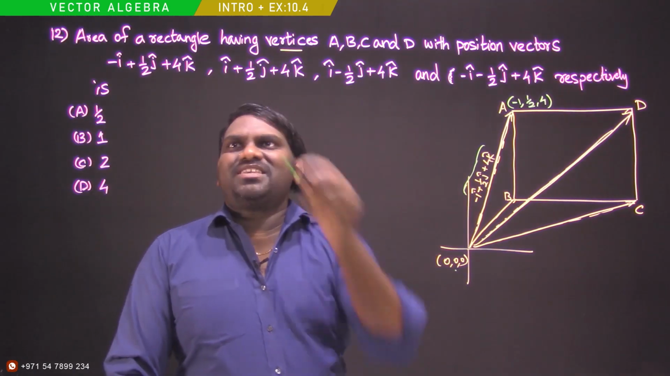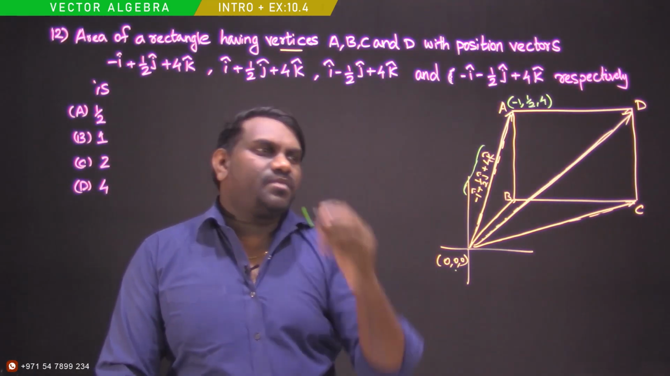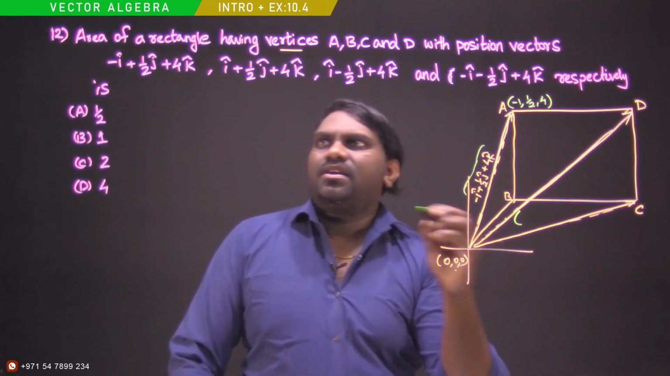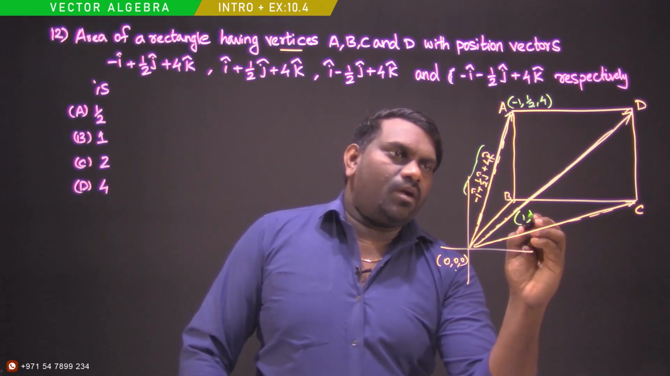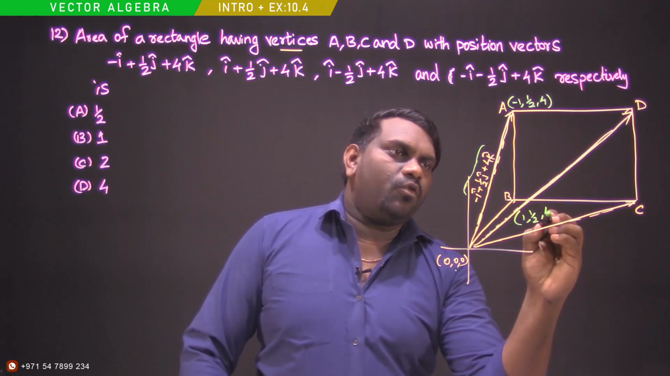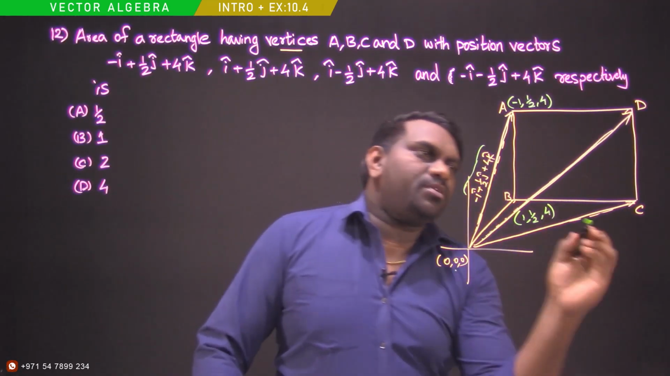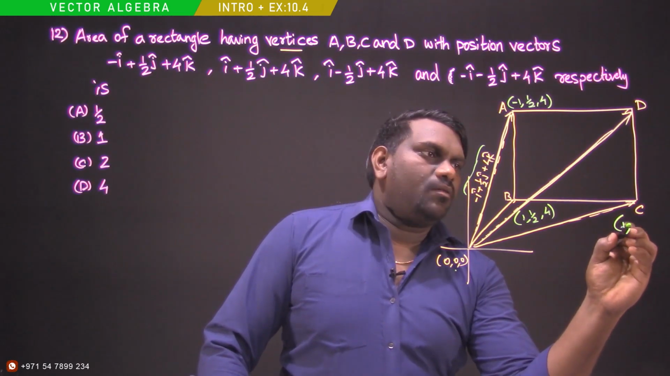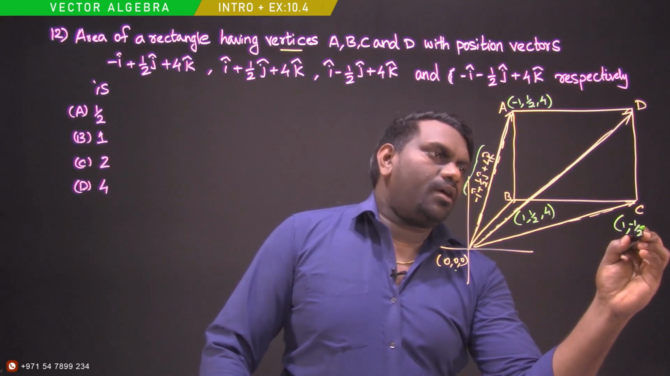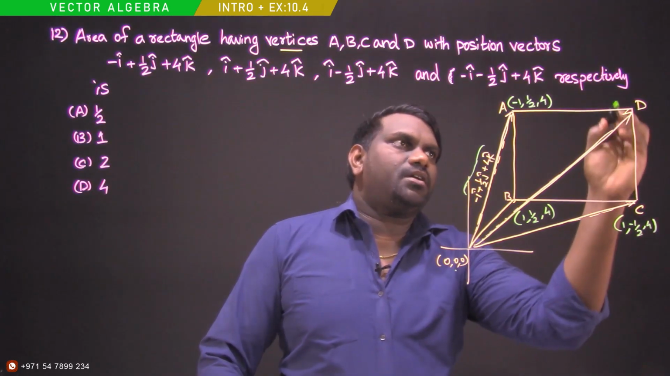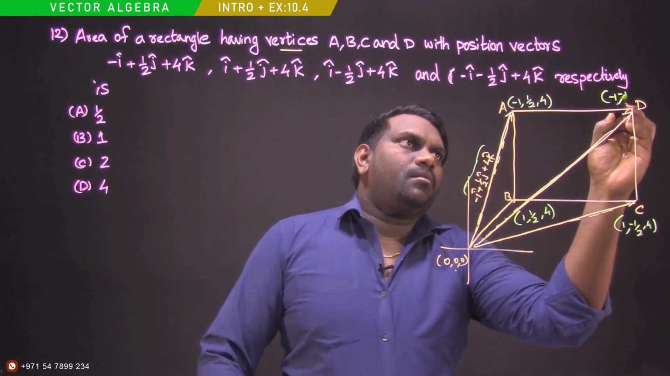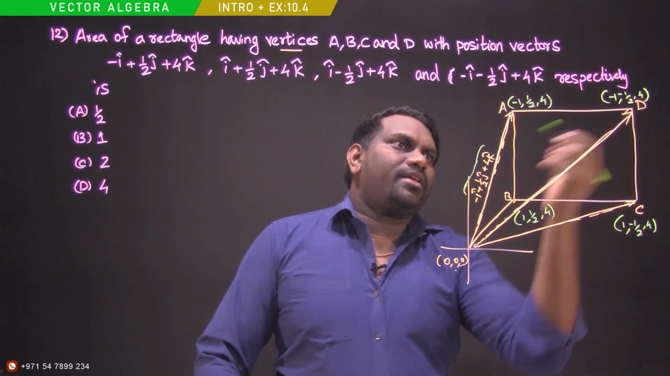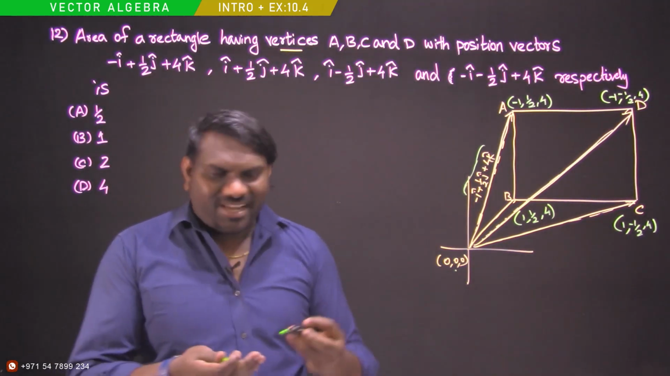Fine, dear. So what is given here? From these position vectors we can note down the points here. So B, what is it? It's going to be 1, then 1 by 2, and then 4. And what is C from here? It's 1, -1 by 2 and 4, dear, and from here your D is -1, -1 by 2 and 4.